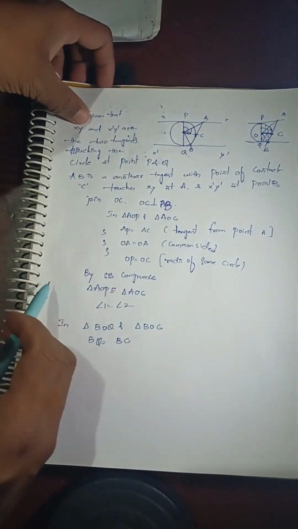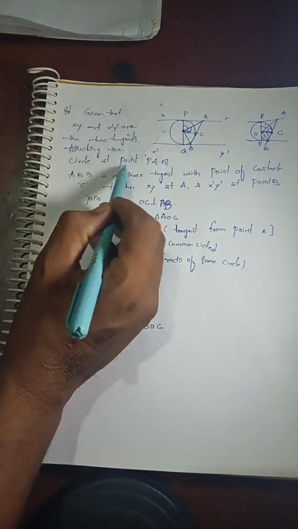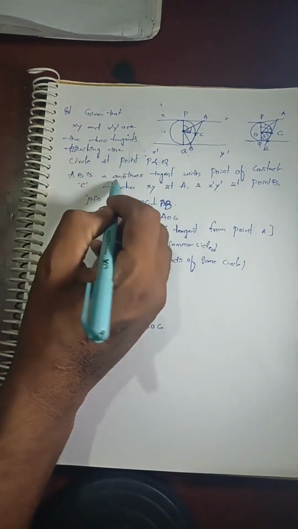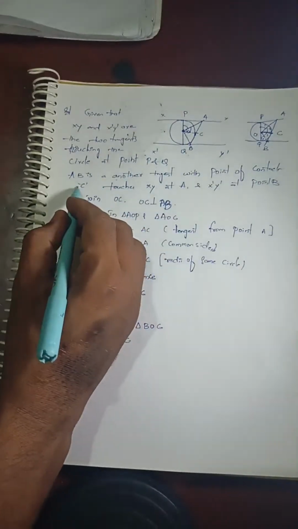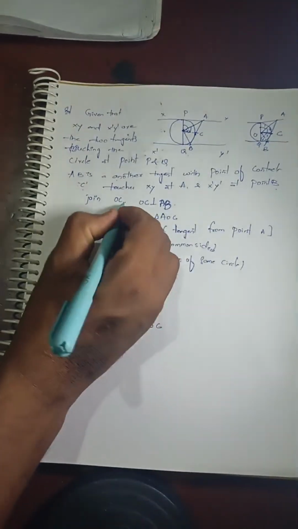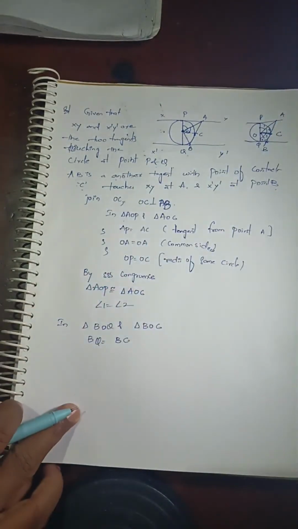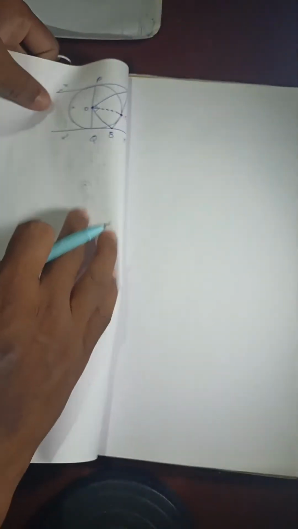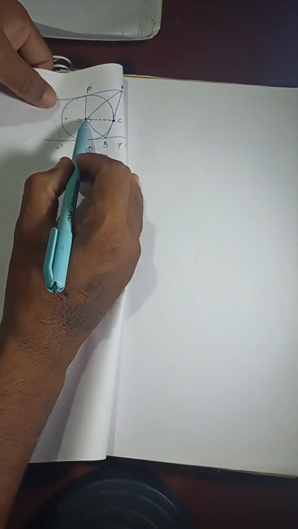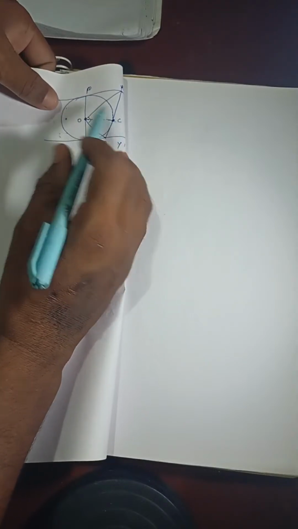Now see these are the steps given. XY and X'Y' are the two tangents touching the circle at the points P and Q, and AB is another tangent with point of contact C, touching one tangent XY and the other tangent X'Y' at points A and B. Now we join OC, and OC will be perpendicular to AB. As I said, in this figure we draw a radius from the point O to the point C. Here we get the tangent.